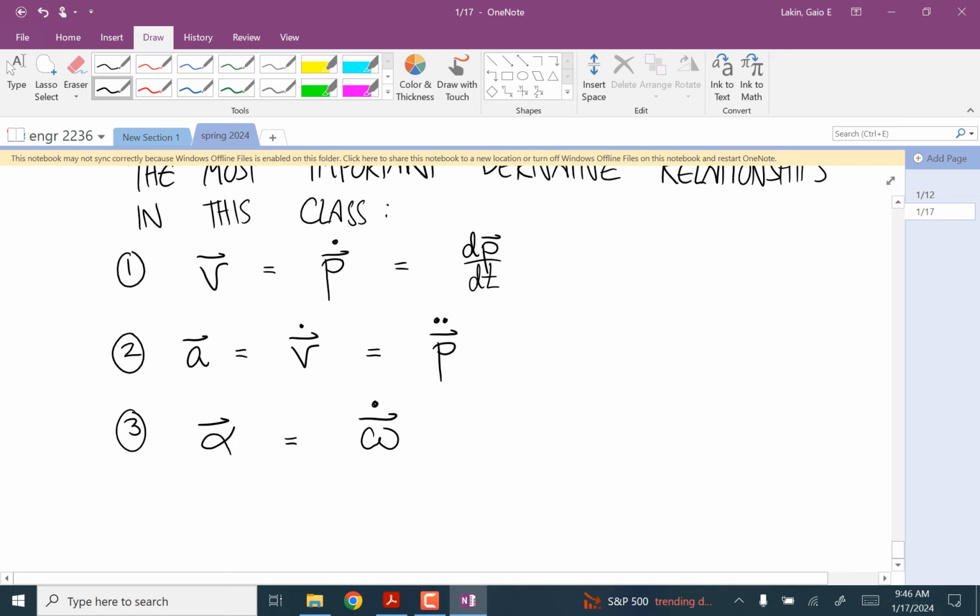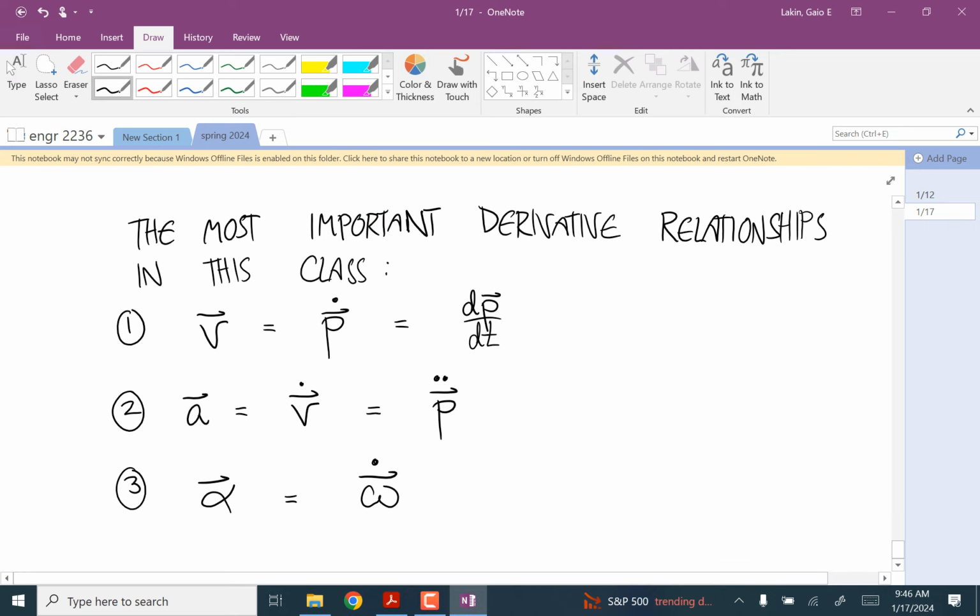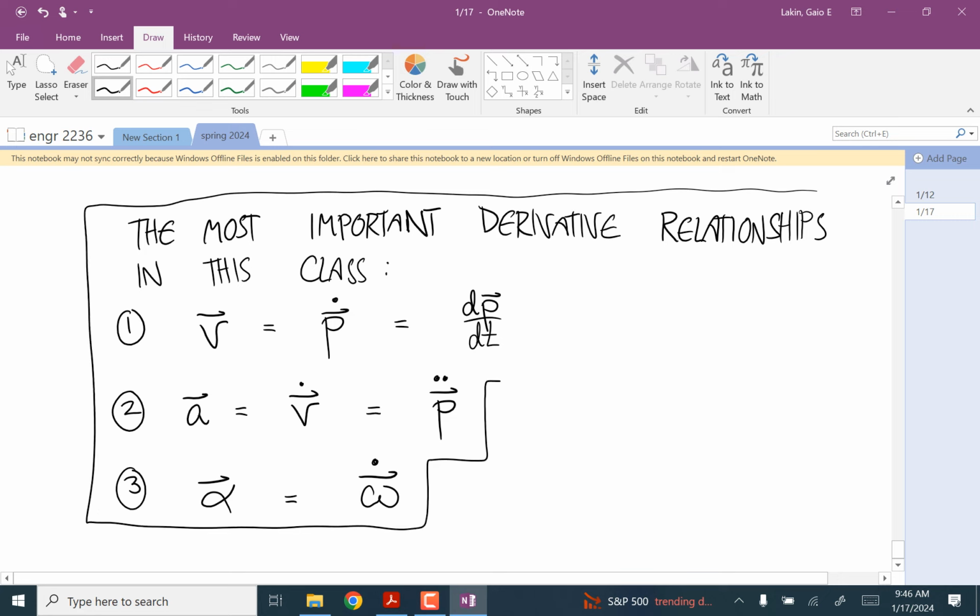Okay, so pretty much all of the differential equations that you'll have to deal with in this class will come from those 3 relationships. And when we start doing quizzes, this is definitely going to show up on at least one quiz at some point.